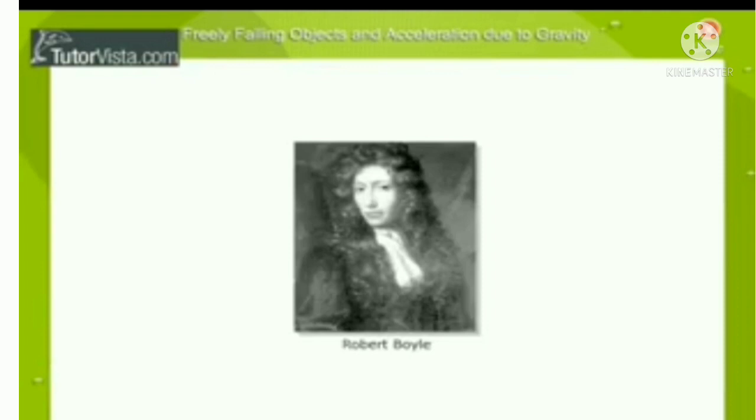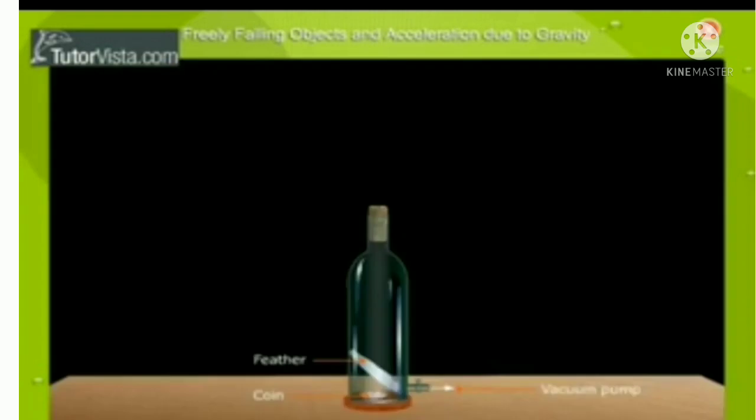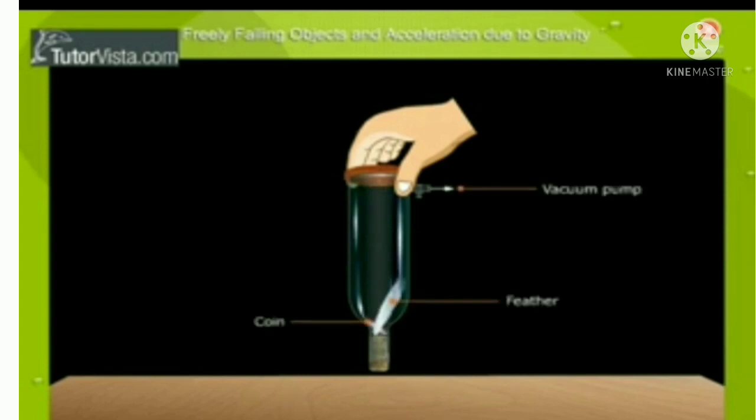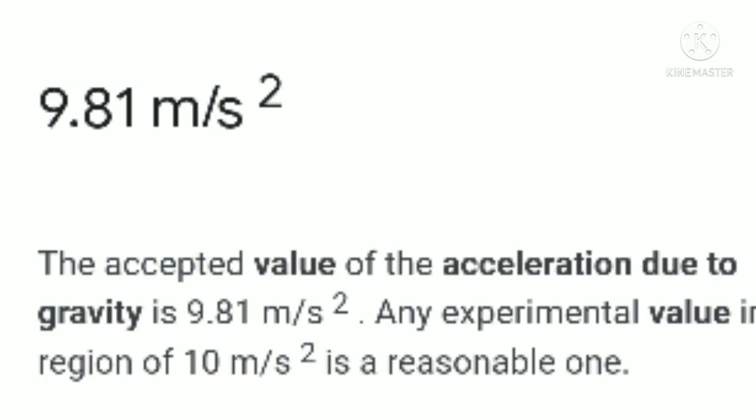It was proved by Robert Boyle also. He did the experiment in which he removed the air from the bottle by using a vacuum pump, and he dropped two objects, a feather and a coin. Both also reach at the same time. So Galileo's statement was proved by different scientists. Newton also proved the same. The value of acceleration due to gravity is 9.81 or 9.8, and the unit of acceleration due to gravity is meter per second square. It is denoted by the letter G.